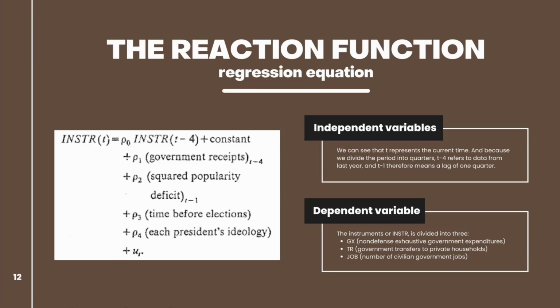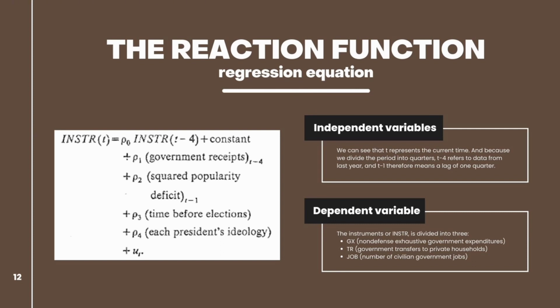With the previous principle, the regression equation can be done as follows. We can see that t represents the current time, and because we divide the period into quarters, T-4 refers to data for last year, and T-1 therefore means a lag of 1 quarter. As a result, independent variables include last year's INSTR, last year's government receipts, last quarter's squared popularity deficit, time before election, and each president's ideology.